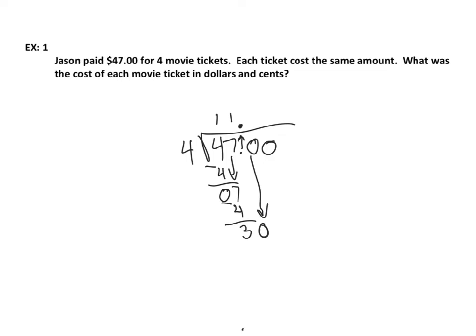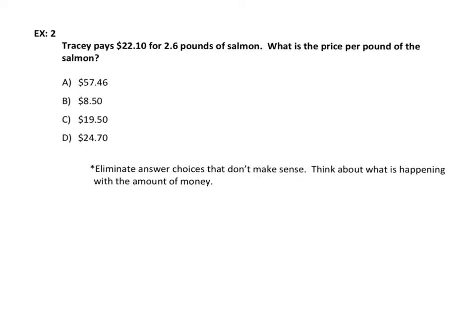4 goes into 30 7 times, and that's 28. We get 2, bring straight down. 4 goes into 20 5 times. So each movie ticket cost us $11.75.